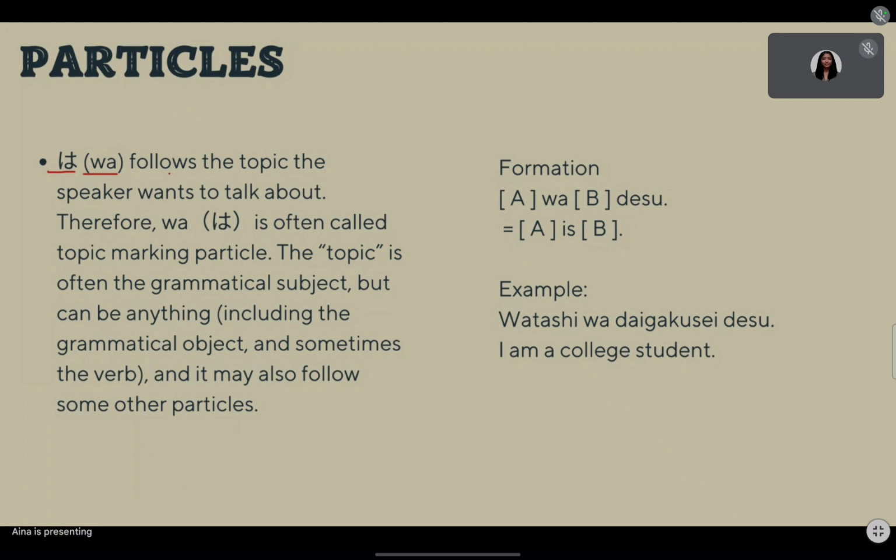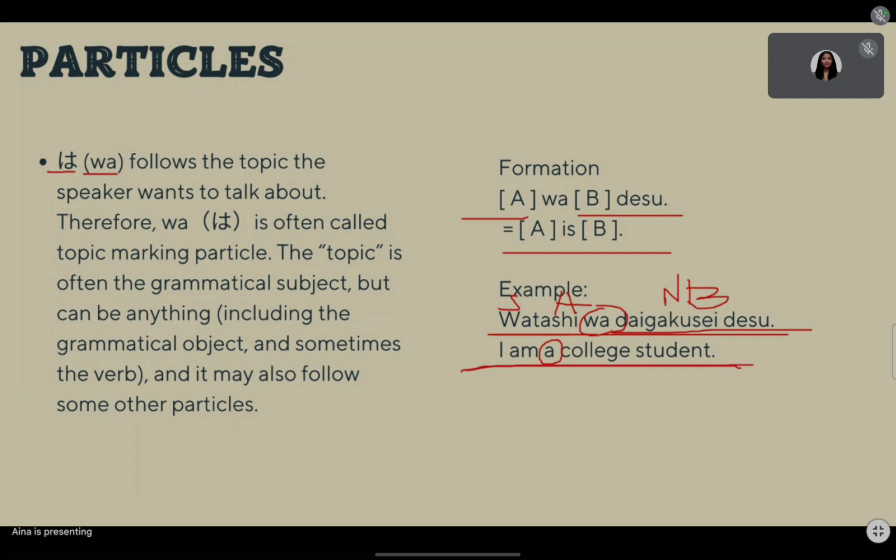So it may also follow some other particles. So ang formation natin here is A wa, B desu. A is B. So for example, watashi wa daigakusei desu. So watashi is the A, B is ayan, the daigakusei and then the particle. Watashi is the subject. So this is noun, daigakusei desu. I am a college student. So as you can see, dito sa daigakusei wala naman kayo nakitang article, pero dito sa English, you can see the article. So it depends on the context talaga kung paano sabihin.